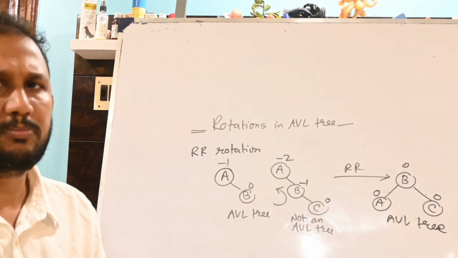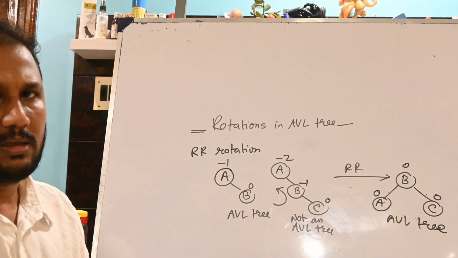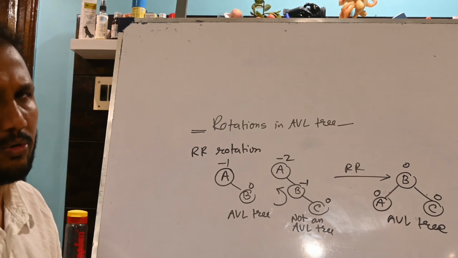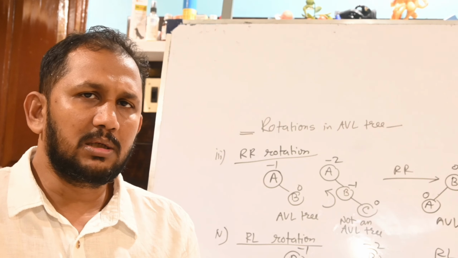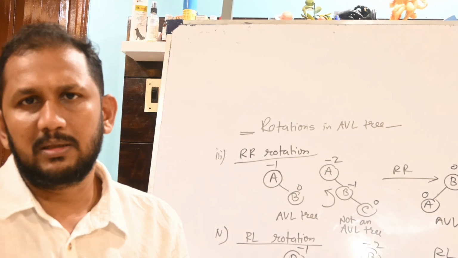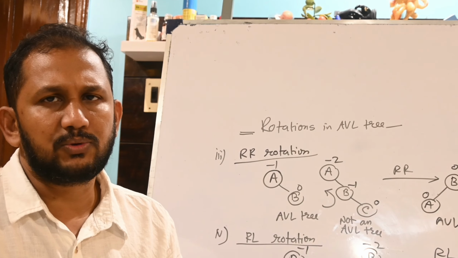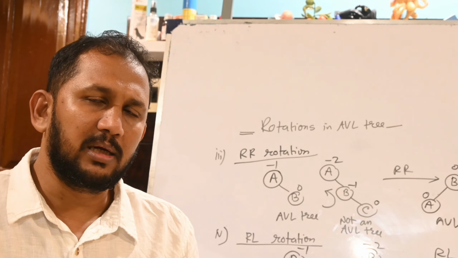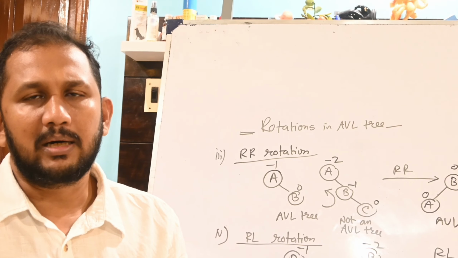In the case of right, we perform anti-clockwise rotation. In the case of LL, we perform left, meaning clockwise rotation. When any node's balance factor is beyond 0, 1 or minus 1, we need to perform 4 kinds of rotation. These are LL, LR, RR and RL.